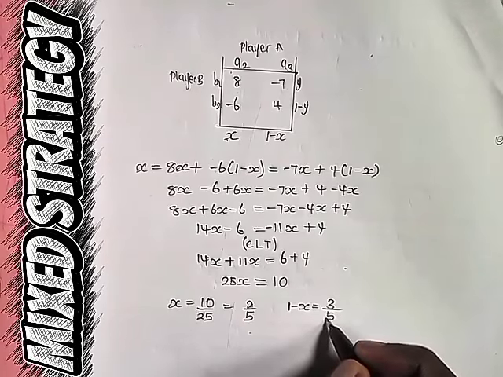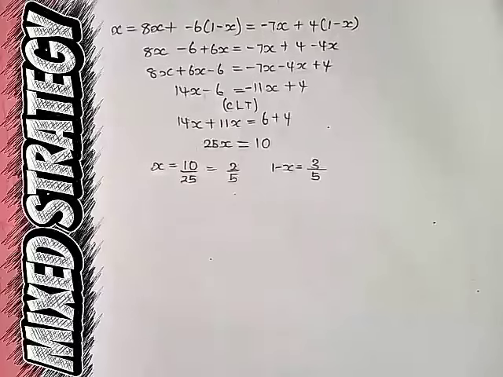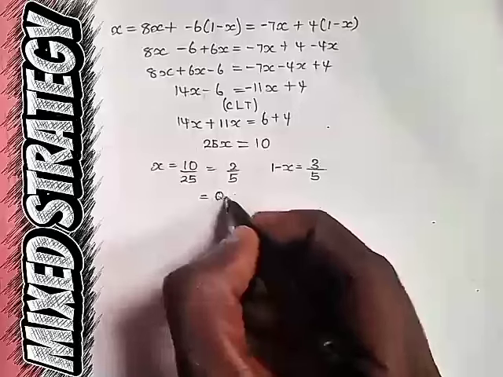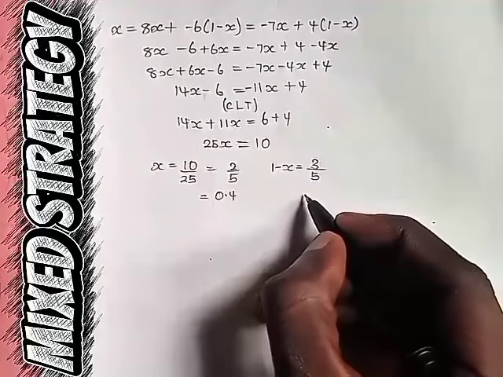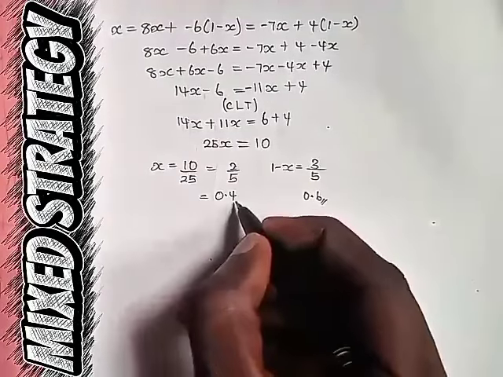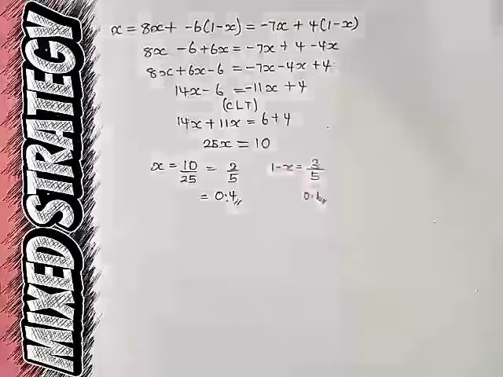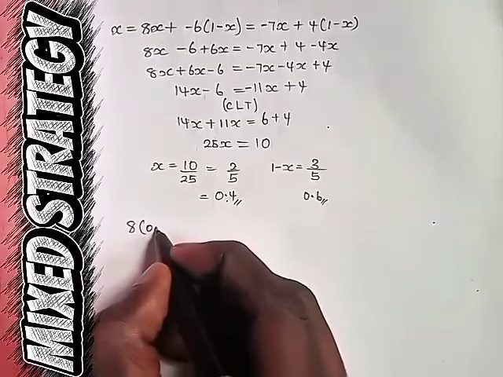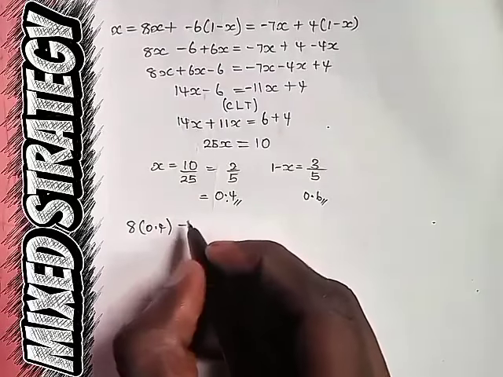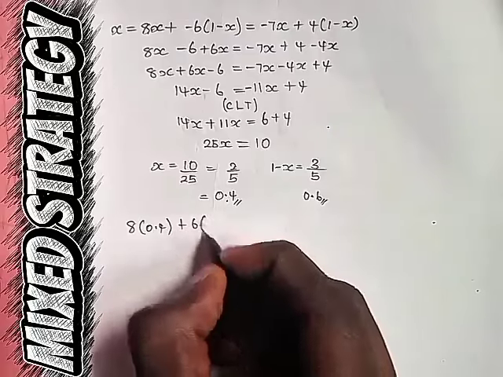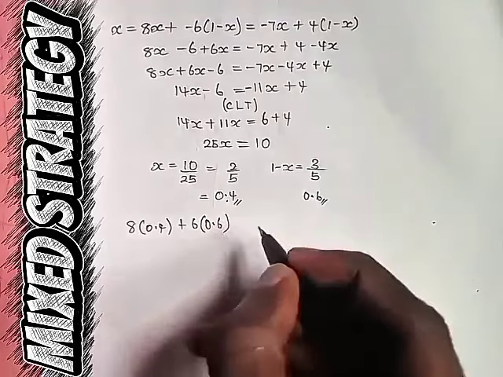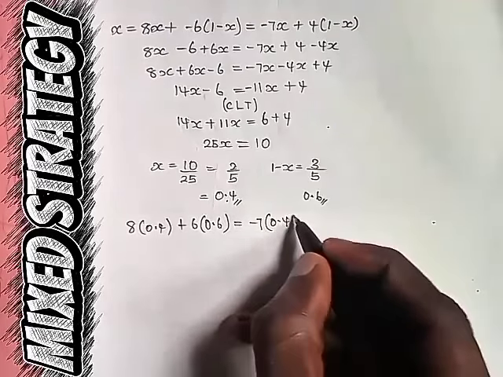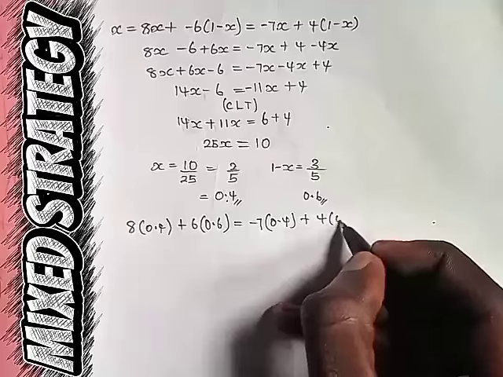What can I add to 2 to be 5, which is 3? That's why I got my 3 over 5. So now I'm going to input it back into the formula, but 2 divided by 5 is still 0.4, and 3 divided by 5 is still 0.6. So I'm going to input it back into the formula. 0.4, minus plus or minus is still the same, 0.6 equals to minus 7, 0.4 plus 4, open the bracket of 0.6.